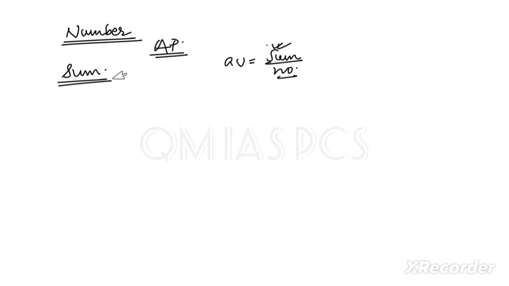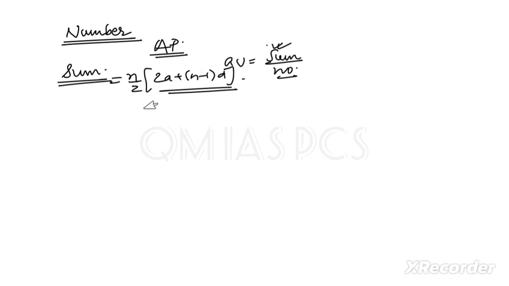So what is the formula? If you know the AP topic, then the formula for n terms is n by 2 times (2a plus (n minus 1)d). It's the basic formula. Here n is the number of terms, a is the first term, d is the common difference.